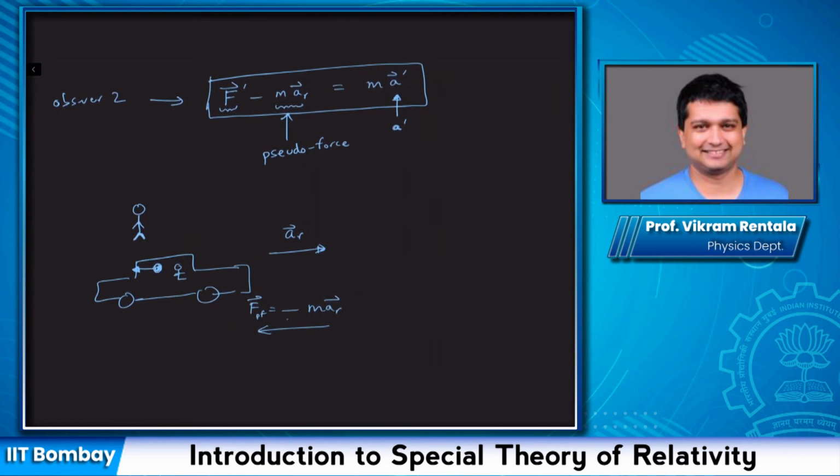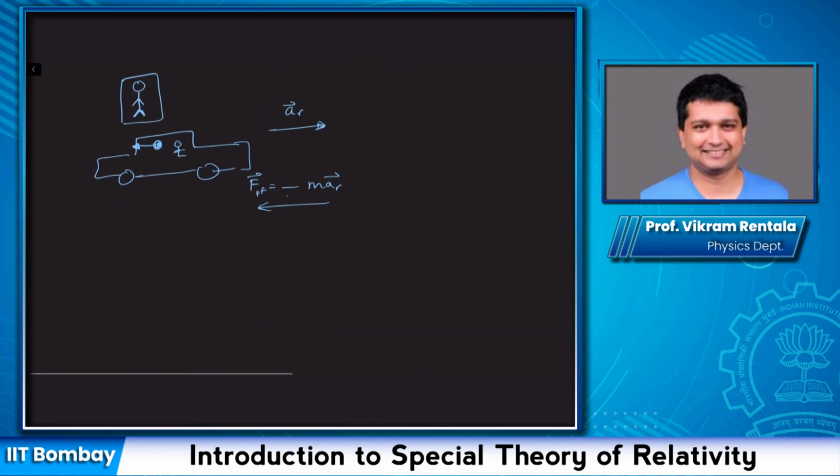Now, she can attribute no physical cause to this. There's nothing in contact with the balloon. She would simply say that there is an extra pseudo force that appears out of nowhere. Okay. Now, this is true for any observer who's accelerating with respect to the original observer for whom Newton's laws appear to be valid.